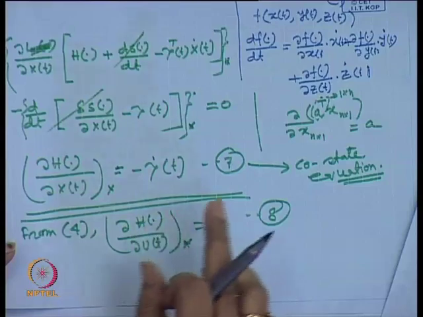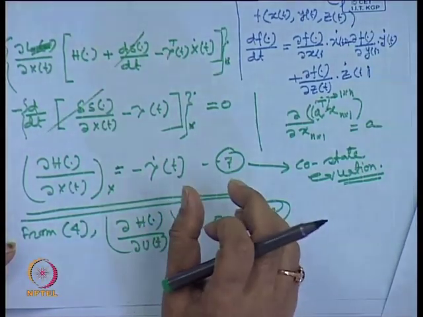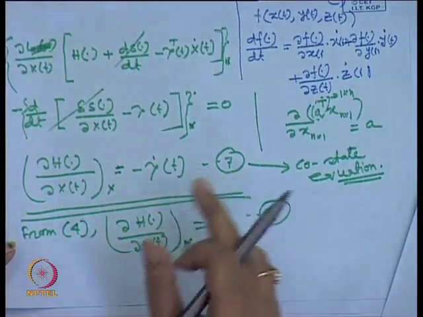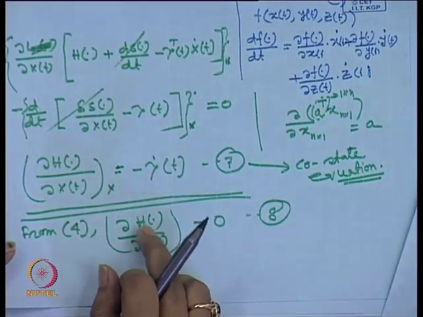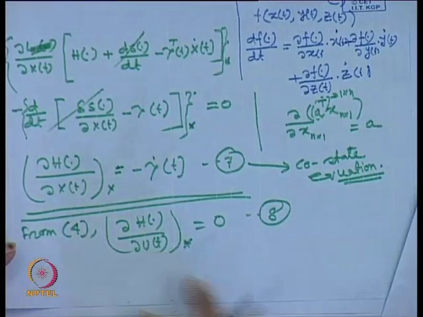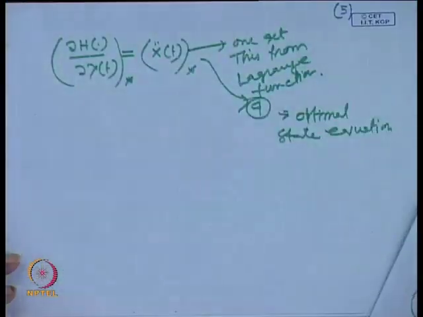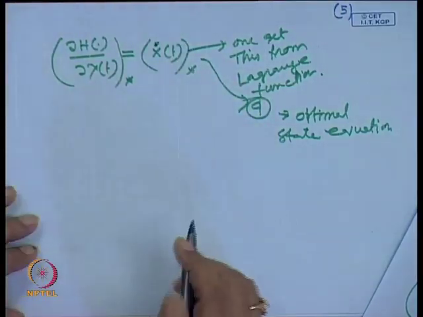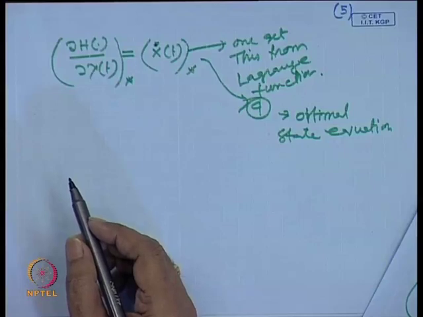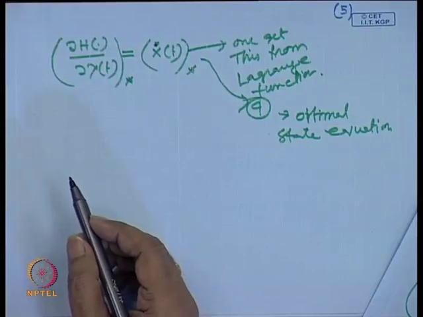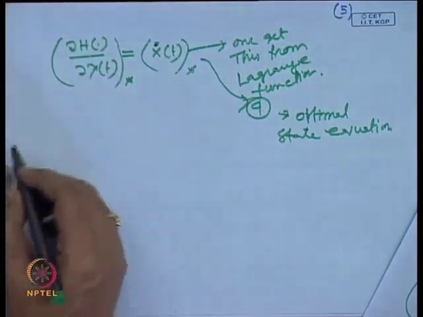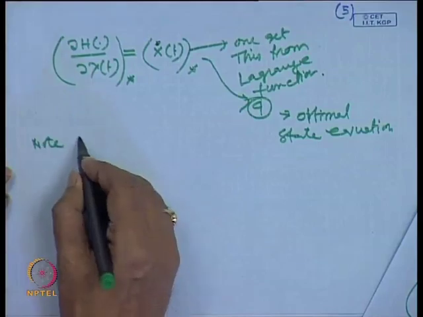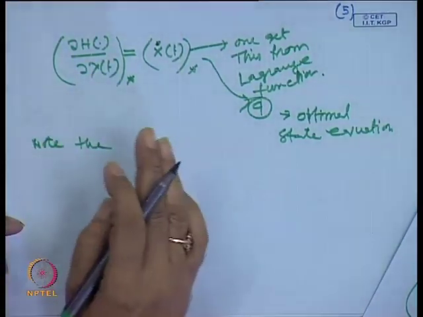Another expression: in place of del L del u, the partial differential of the Lagrangian function with respect to u, when L is expressed in terms of the Hamiltonian, we will get del H del u. And the state equation we have is del H del lambda is equal to x dot of t. Now see the boundary conditions. What we will do is replace the Lagrangian function in terms of the Hamiltonian function, that is all, and see what final boundary condition we get.